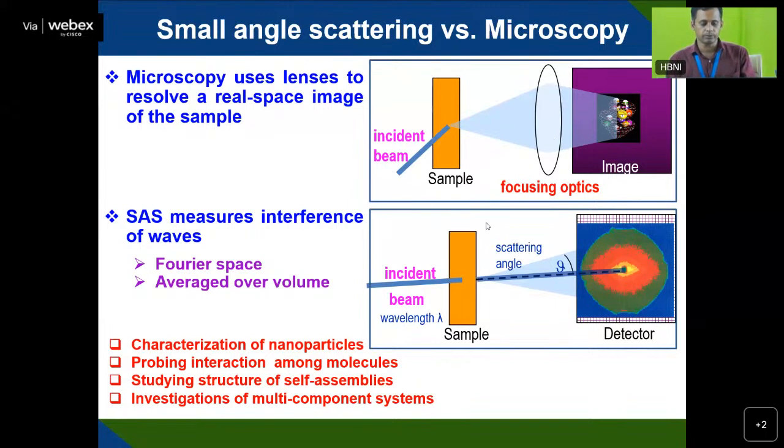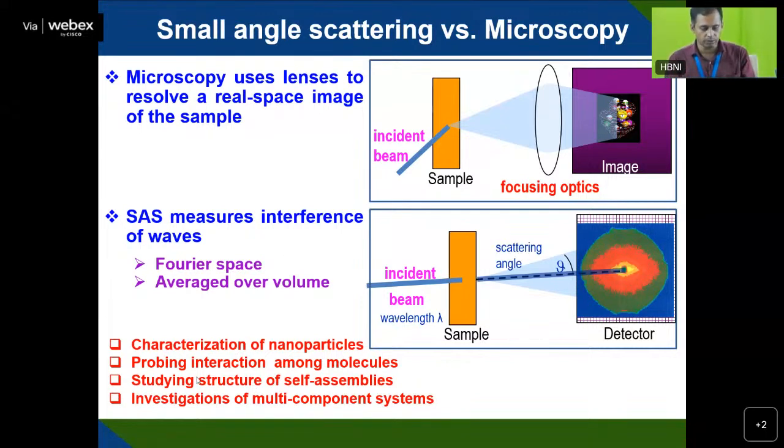But in small angle scattering measurements, it's mainly an interference of waves. The incident beams, whether light, X-rays, or neutrons, fall on the sample and scatter, and the waves generated after the scattering show interference. Then you have to convert the result by Fourier transform, and you get an average over volume. The result in scattering is expressed over a particular volume.